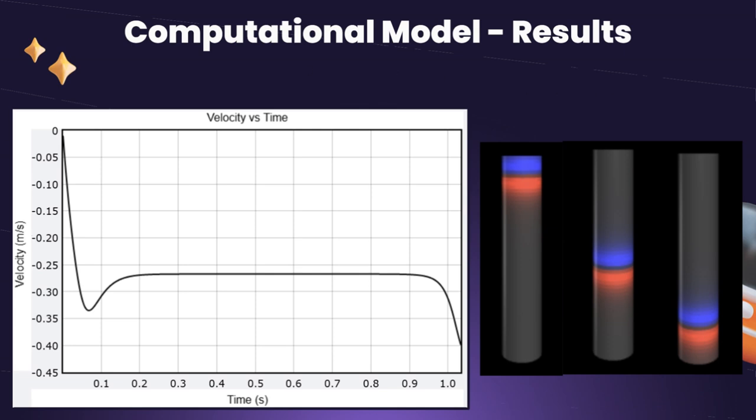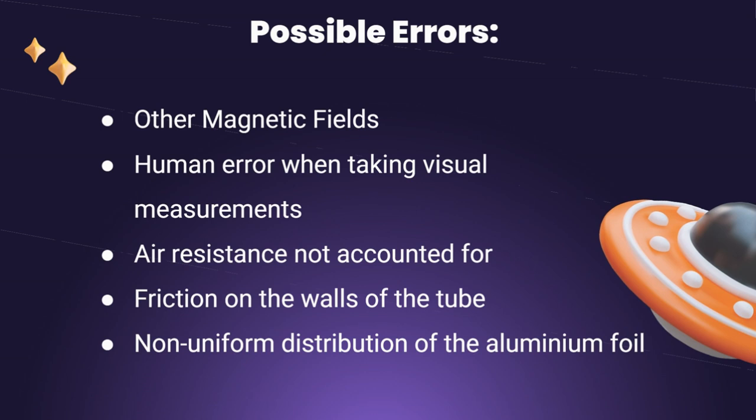magnetic dipole moment. Some possible errors in our experiment are that other magnetic fields, such as the Earth or nearby electronics, may have affected the force on the magnet as it traveled through the tube, as well as human error when taking visual measurements, as we just looked at where the magnet looked like it was starting to go into the tube, found the timestamp there, and did the same thing with the exit. Also, we did not account for air resistance or friction on the walls of the tube, and there is most likely a non-uniform distribution of the aluminum foil.